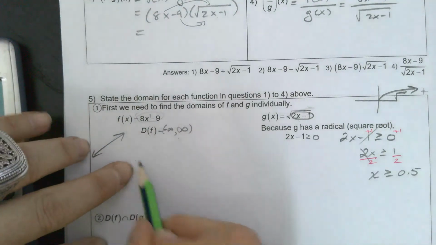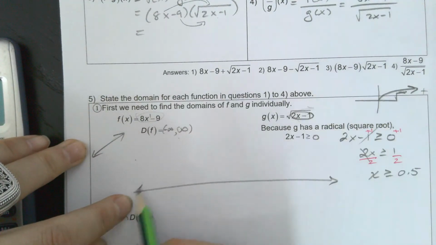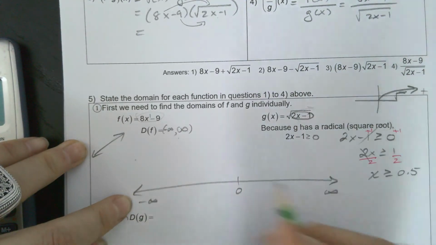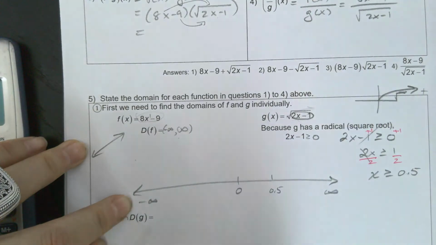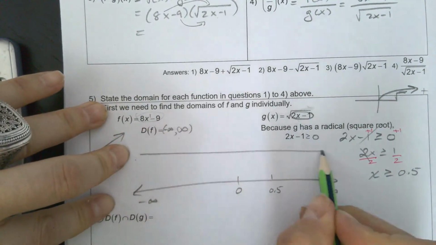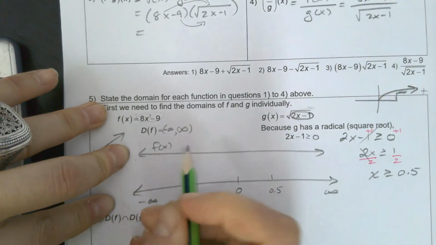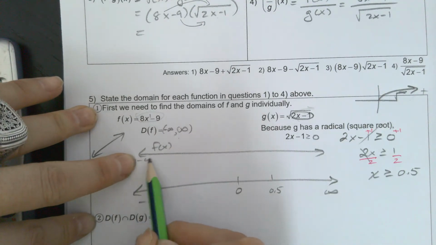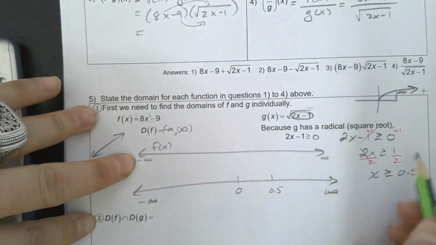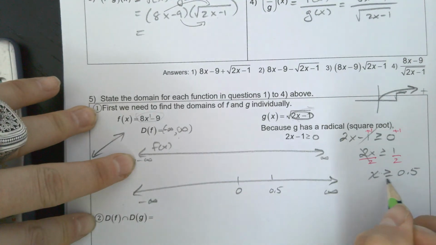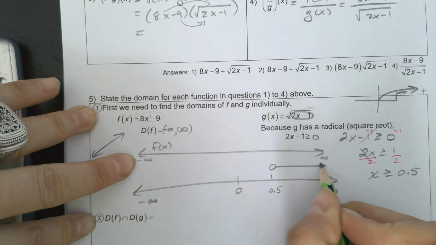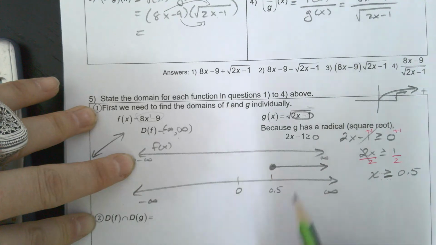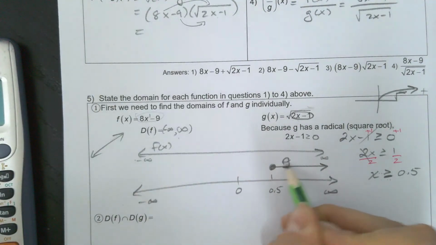So let's just draw a number line. There's negative infinity, there's 0. Here's a half. So for f, the domain of f is all the way from negative infinity to infinity. But the domain of g says it has to be bigger than a half. Can it be equal to a half? Yes, because there's an equal sign. So let's color that in. So this is the domain for g of x.